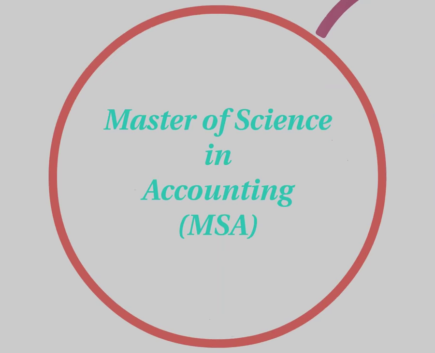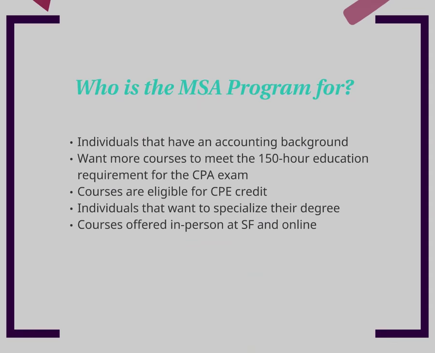Okay, so that was the Master's of Accountancy. Now we're going to move on to the MSA, the Master's of Science in Accounting. And this is a little bit different. What this program is really geared towards is for people that have an accounting background. And when we say you have accounting background, this is typically meaning that you have a bachelor's degree in accounting or you've taken a lot of accounting courses, which would satisfy a lot of the proficiencies for this particular program.